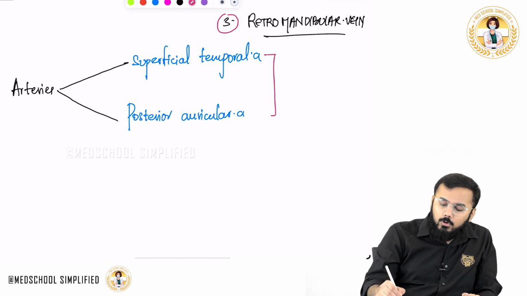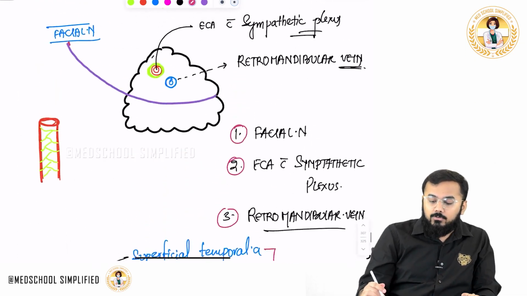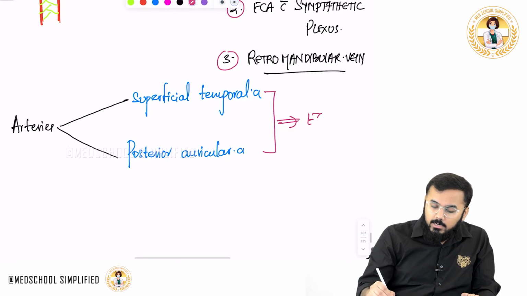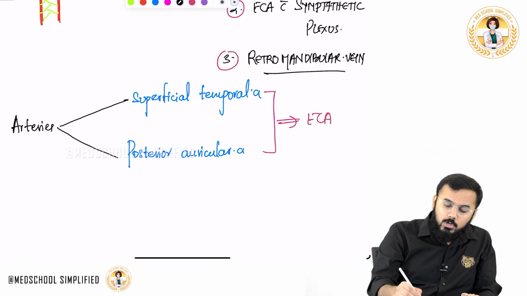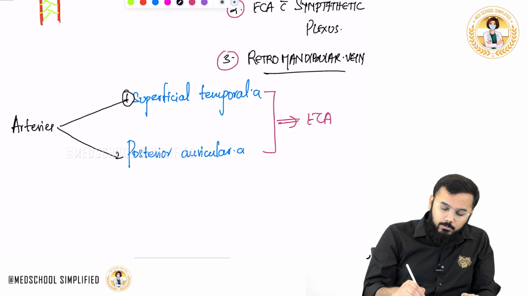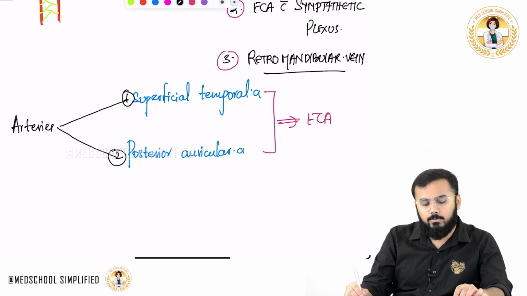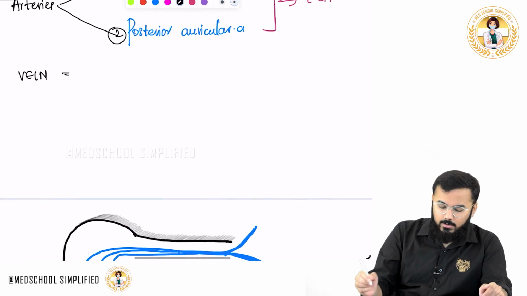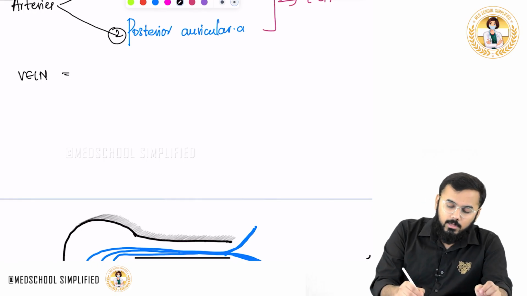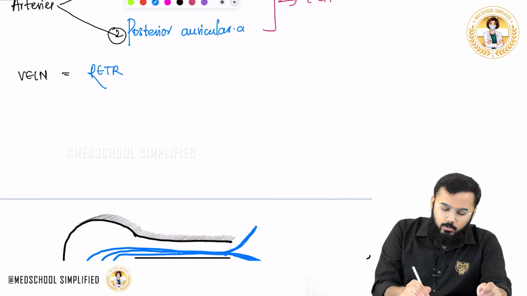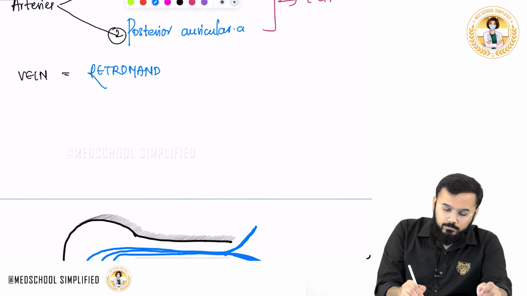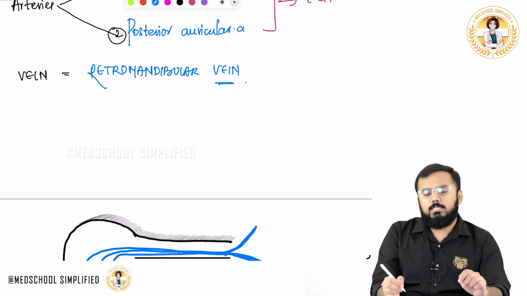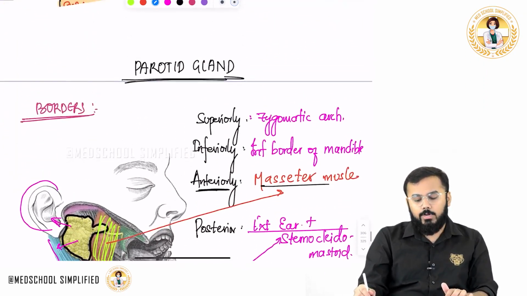And who is giving these two branches? Which artery is present within the parotid gland? The external carotid artery. So the external carotid artery has two branches: one is the superficial temporal, and another is the posterior auricular. Clear? Next, if I ask you what vein is present here, that is again the same answer, your retromandibular vein. So these are all the important structures you need to know regarding your parotid gland.